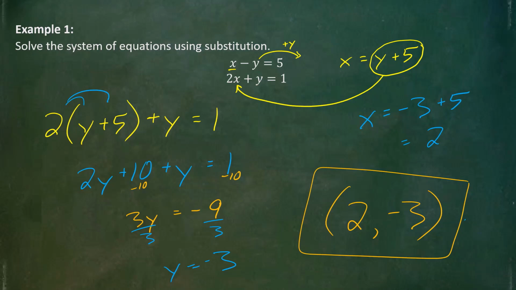Now we can always double check our answers by back substituting into the original as well. We can check it with the top one. To take away a -3 does in fact give me 5, so that part checks out. And then the second one, 2 times 2 is 4, plus a -3 does in fact equal 1, so yes, that solution is good.